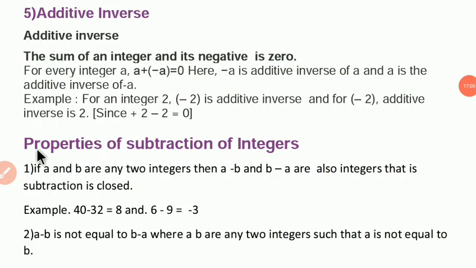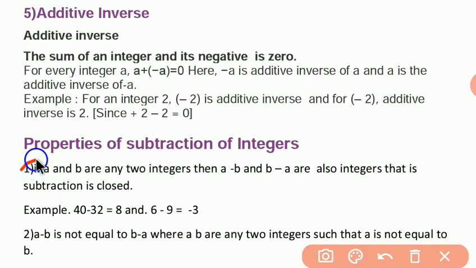Now next, move to properties of subtraction of integers. First one: if a and b are any two integers, then a minus b and b minus a are also integers, that is, subtraction is closed. For example, 40 minus 32. If we subtract 32 from 40, we get the answer 8, and 6 minus 9. Here plus minus minus. So 9 minus 6 is equal to 3, and the minus sign goes with the bigger integer. So here you can see 40 and 32 both are integers. If we subtract these two integers, we get the answer 8, and 8 is also an integer.